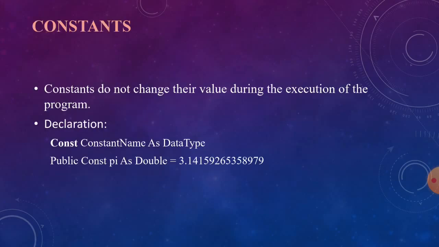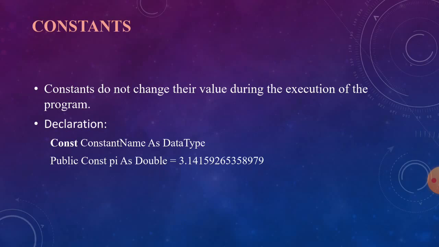Next, constants. Previously we discussed variables. We said that a variable is an element which is used to store a value, and its value will change during the execution of a program. Whereas constants are elements that do not change their value during the execution of a program. They cannot be changed during the execution of a program.